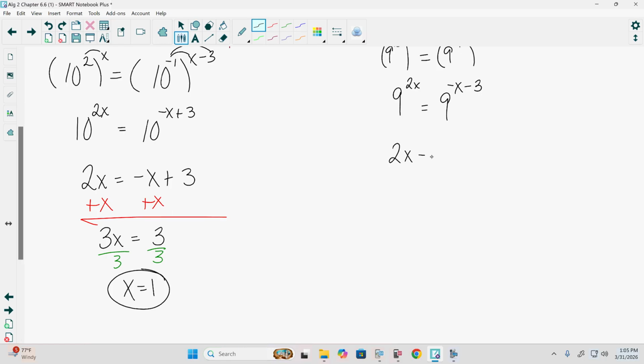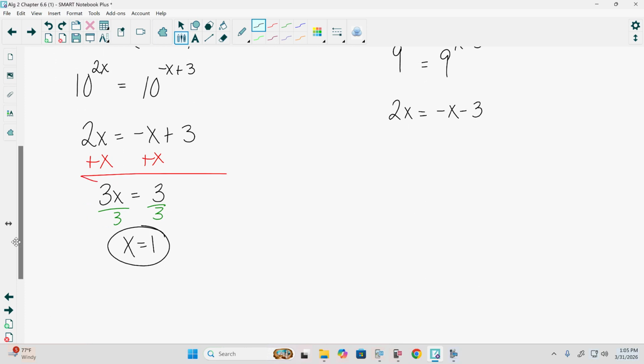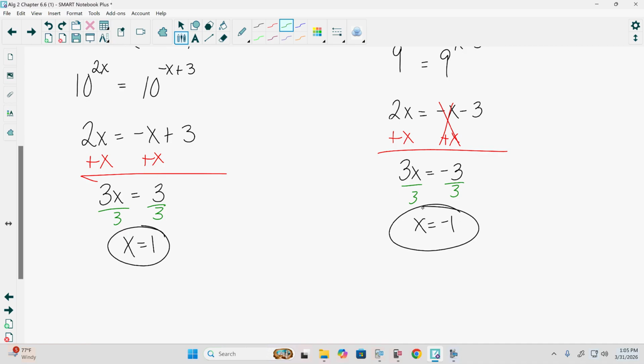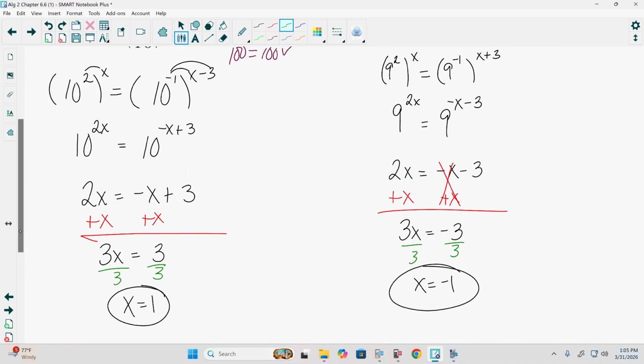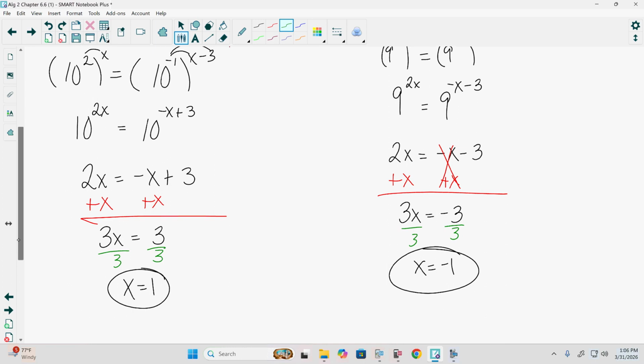When the bases are the same, the exponents have to be the same as well. So 2x is equal to negative x minus 3. We would add x to both sides, telling us 3x is equal to negative 3. Divide both sides by 3, telling us x is negative 1. Questions on this here?